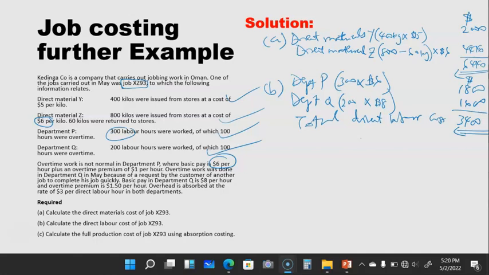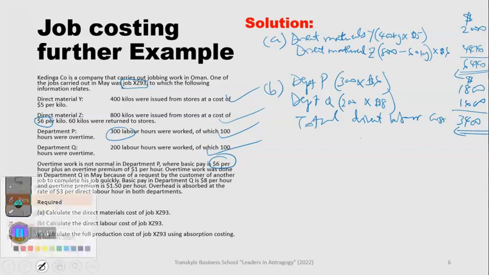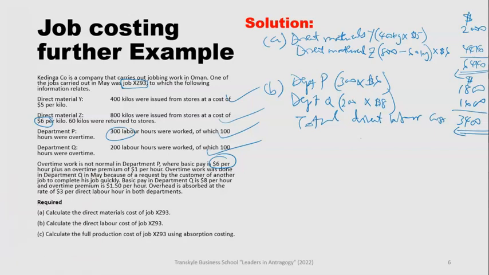Alright, let me just write down the statement because I know we might be having some challenges there. We are saying overtime, because using your knowledge from the previous week's lecture, you may be confused and say, hey, what happened to overtime? Okay, so overtime premium will be charged to overheads. Okay, the overhead in the case of department P.